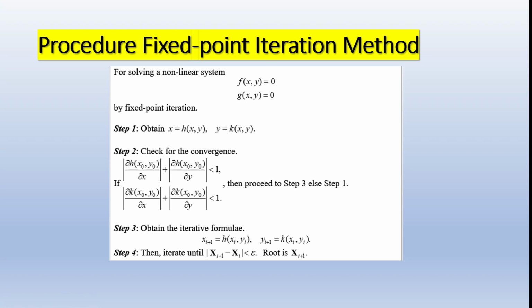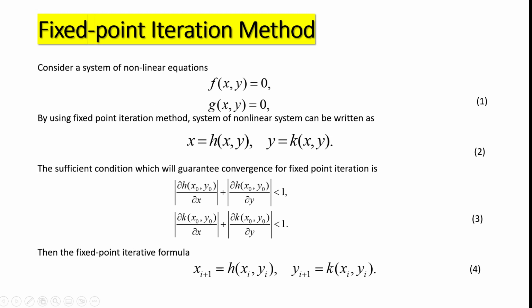Then the process is repeated until the norm of the vector x_(i+1) minus x_i is less than epsilon. With x0 you get x1. Then you check whether the modulus of x1 minus x0 is less than epsilon. If yes, you stop, and the root will be x1. Otherwise, repeat the second step and get x2. For x2, you deduct x1 and see whether it is less than epsilon. If yes, the root is x2. Otherwise, repeat until you find the root. This is the procedure.